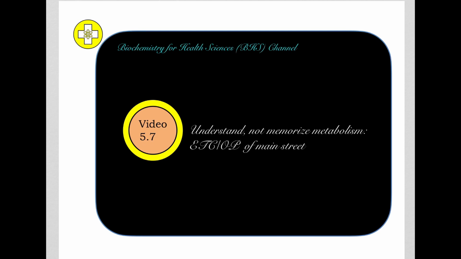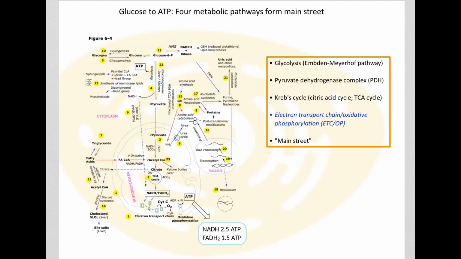We shall continue our series on Understand Not Memorize Metabolism, and today we'll talk about the electron transport chain coupled to oxidative phosphorylation. In the previous videos we mentioned why one of the most important metabolic pathways is how we get ATP from glucose. We talked about the various stages. We discussed glycolysis, the PDH reaction, as well as the Krebs cycle.